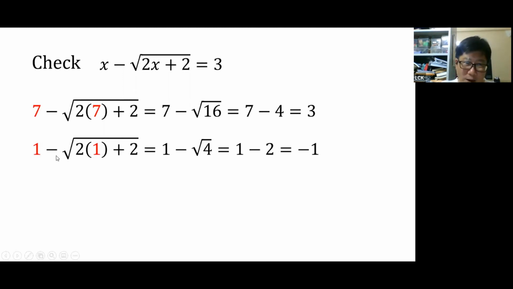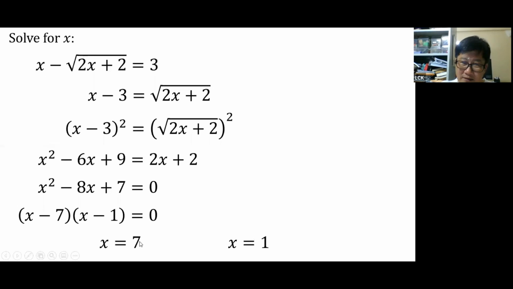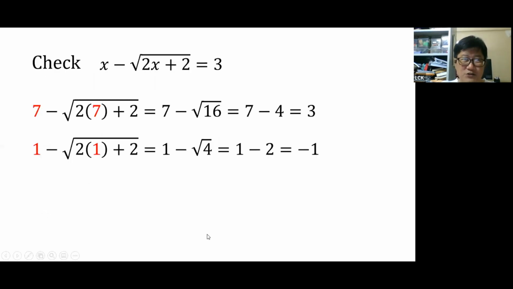Now how about 1? Okay, we've got 7, it checks out. What about 1? So you're going to do another check for 1. It's 1 minus the square root of 2 times 1 plus 2. That's 1 minus the square root of 4. And that's 1 minus 2. So that equals minus 1. So that does not check out. All right, it has to end up with a 3. And this is not a 3.